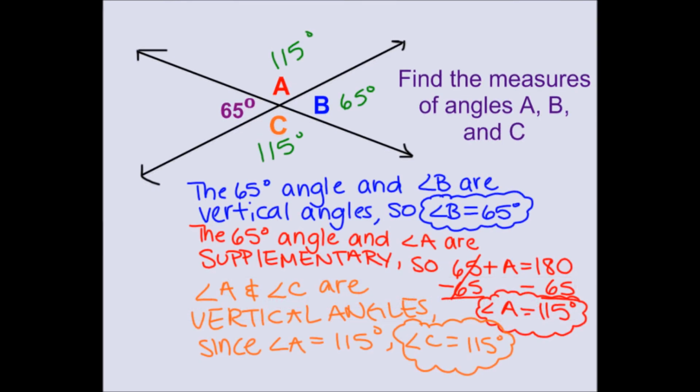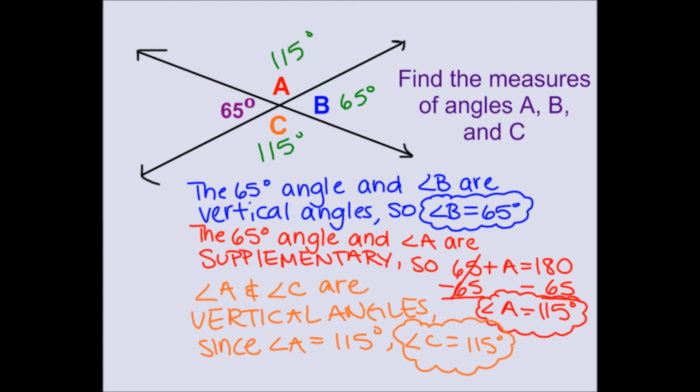The 65-degree angle and angle B are across from each other, which means they're vertical angles and congruent. Therefore, the measure of angle B is 65 degrees. The 65-degree angle and angle A are supplementary because they're neighbors and they form a straight angle. That means that when you add them together, they must equal 180 degrees.